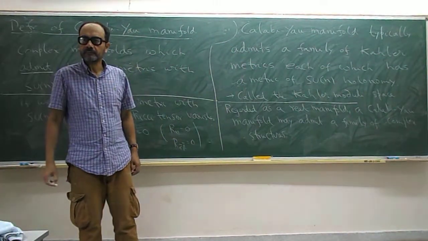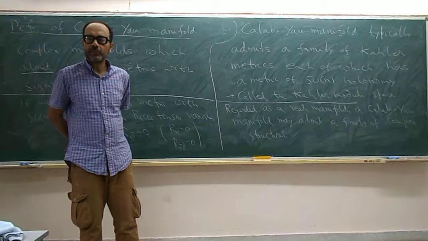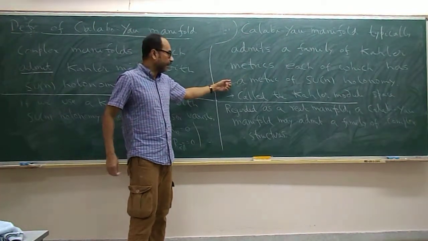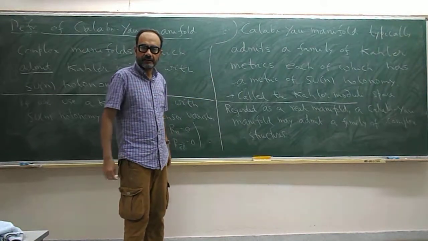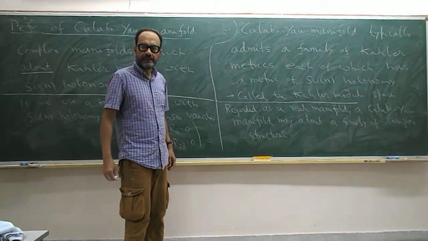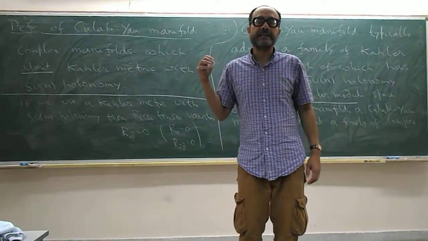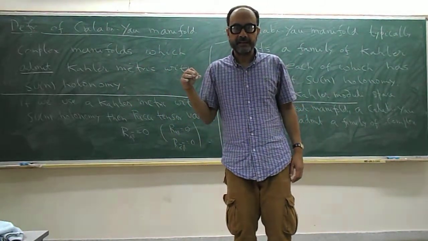What is the separating characteristic for each family? Between two families, what is the separating? The Kähler potential is different. The family of Kähler potentials. Yeah, so for each family there is an SU(n) holonomy. Exactly. For each member of the family, exactly.